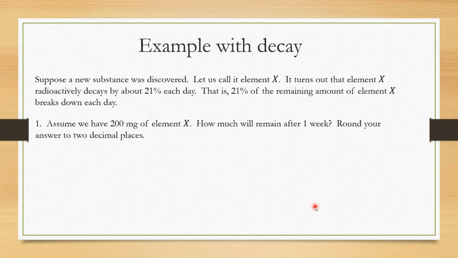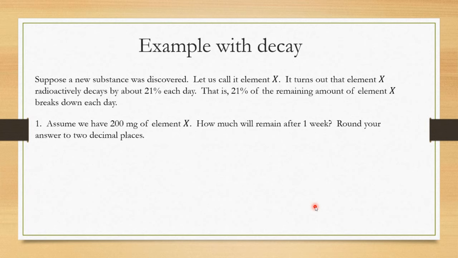Anyway, so here's an example. We found this new element x. I don't know what it's called, but let's just call it element x. Somehow we found out that the element radioactively decays by 21% each day. So the amount of it is decreasing, changing by a percentage, an exponential function.